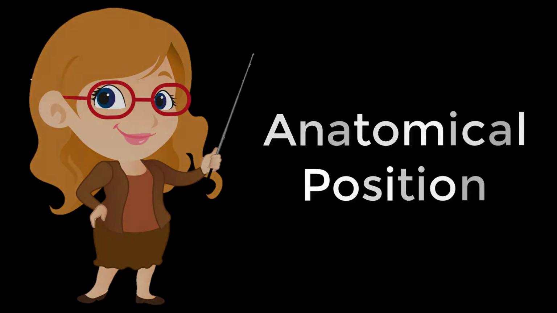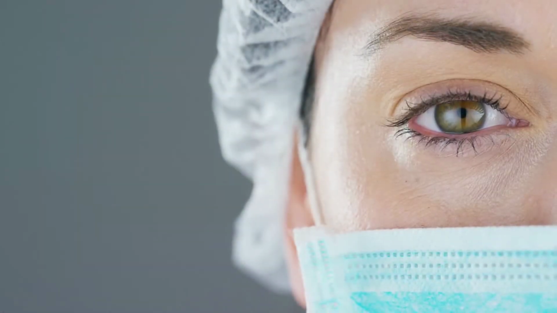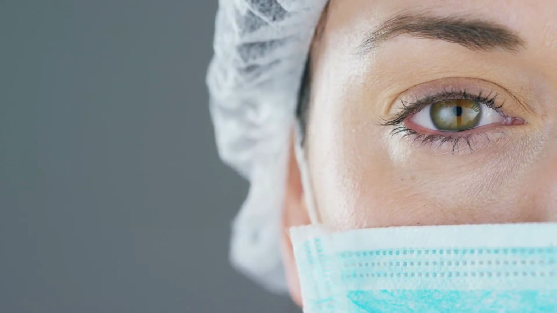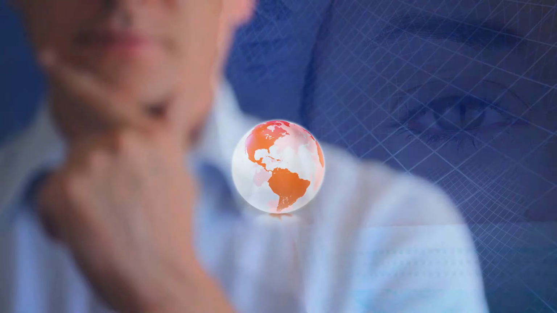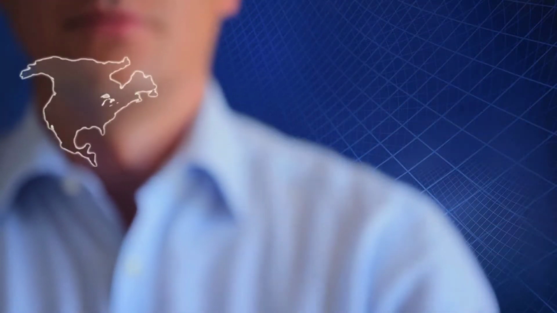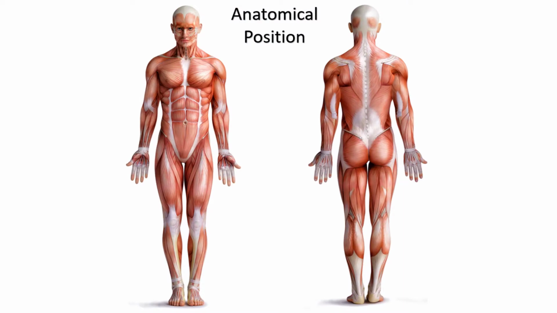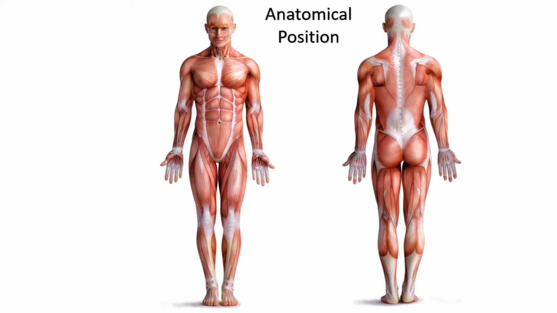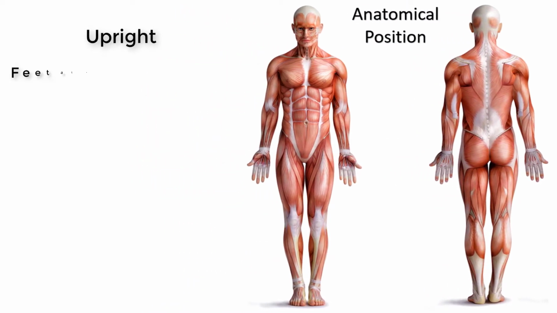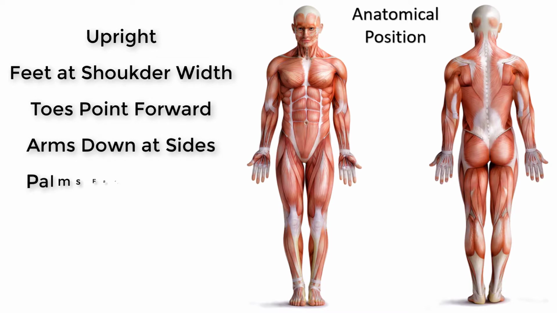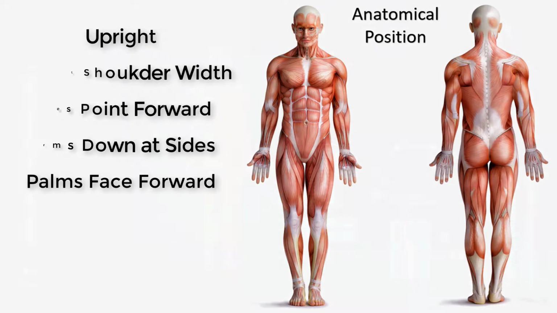Anatomical position. To further increase precision, anatomists standardize the way in which they will view the body. Just as maps are normally oriented with north at the top, the standard body map, or anatomical position, is that of the body standing upright with the feet at shoulder width and parallel, toes pointing forward. The upper limbs are held out to each side slightly, and the palms of the hands face forward.